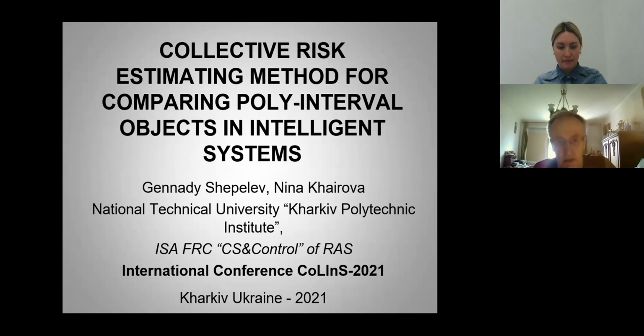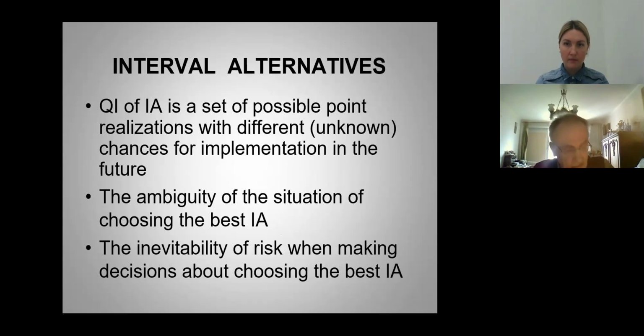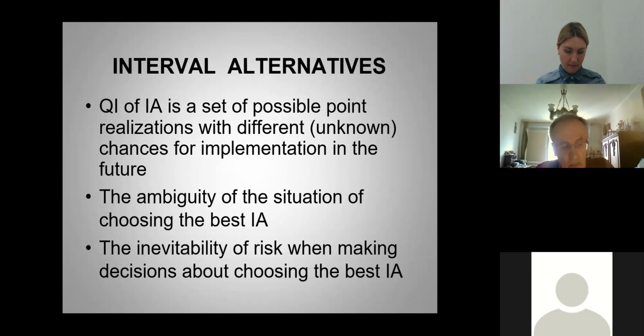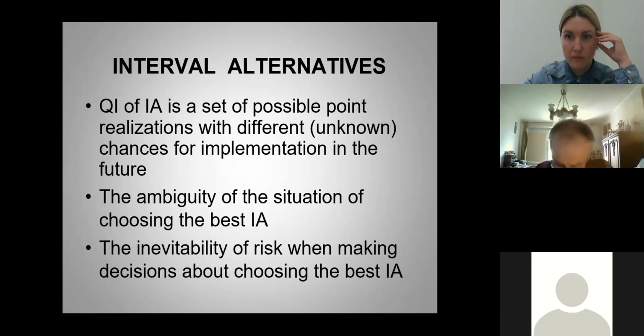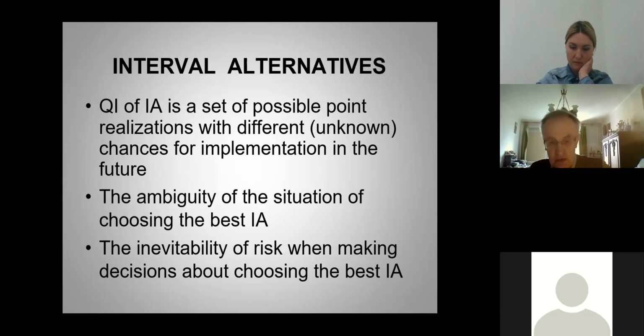Let me introduce our work, collective risk estimating method for comparing polyinterval objects in intelligent systems. Interval automatons are such objects of comparing whose quality indicators are represented as interval estimates, both monointerval or polyinterval, due to uncertainty. We recognize among polyinterval objects fuzzy intervals, fuzzy automatons, and general interval automatons. The essential feature of such comparing is inevitability of risk of making wrong decision.